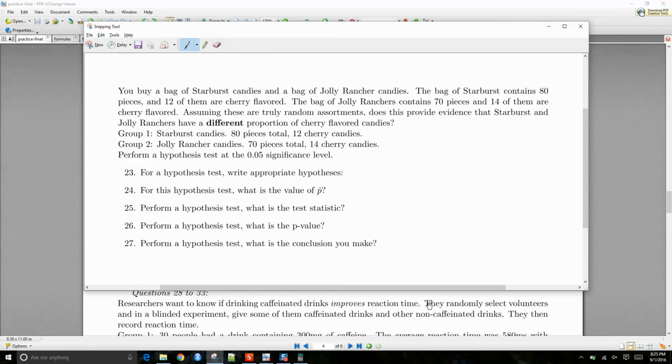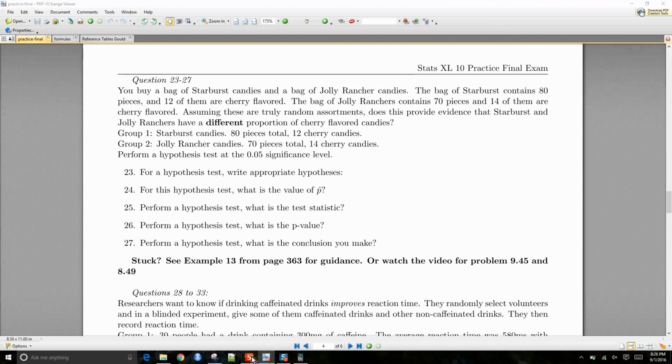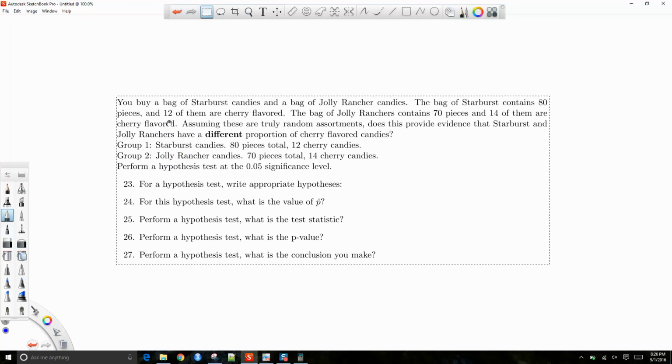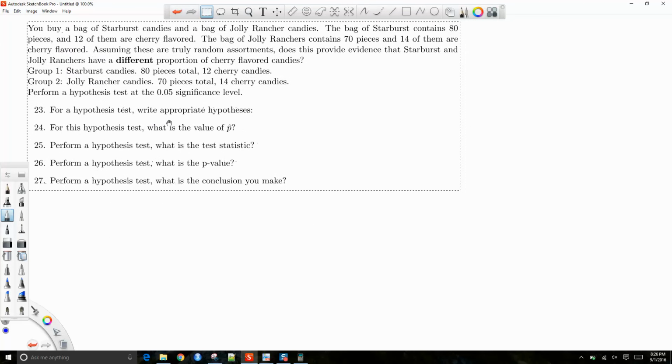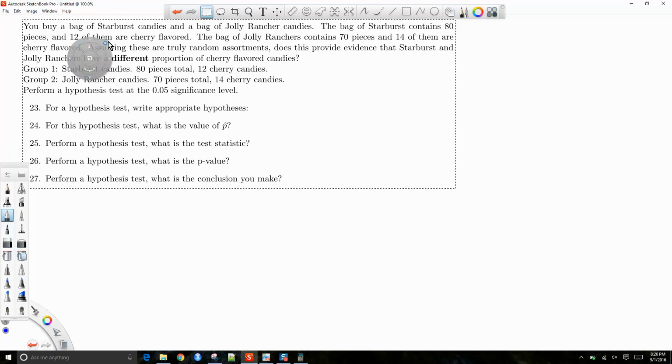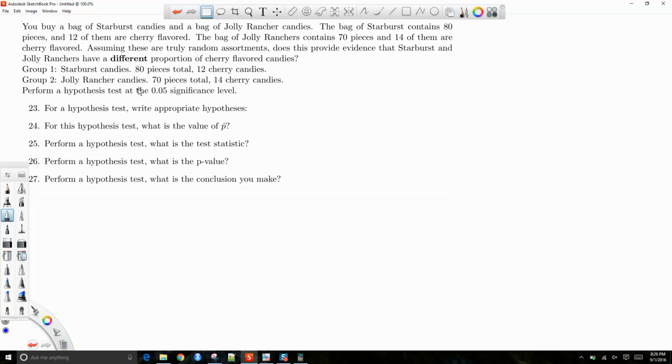Okay, let's look at this set of questions. Here we're going to buy some Jolly Ranchers and Starburst candies. The bag of Starburst contains 80 pieces, 12 of them cherry flavored. The bag of Jolly Ranchers has 70 pieces and 14 of them are cherry flavored. We want to know, does this provide evidence that Starburst and Jolly Ranchers have a different proportion of cherry flavored candies?